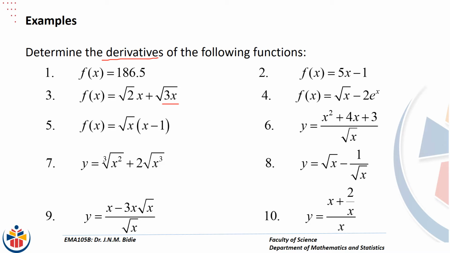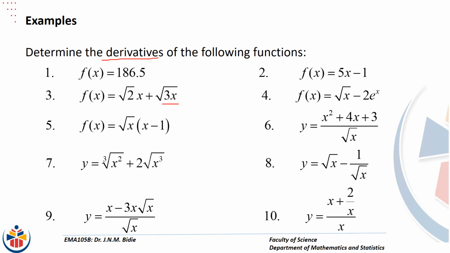Number 4 is the same as number 2, where you find the derivative of each term. The derivative of the square root of x is 1 over 2 square root of x, minus 2 times the derivative of e to the power x, which is just e to the power x. But then we get to number 6.